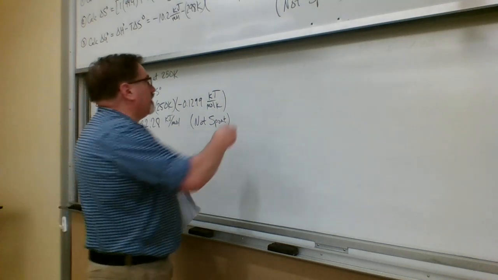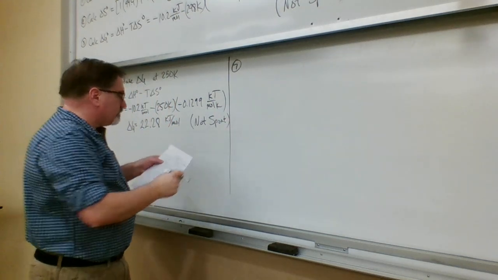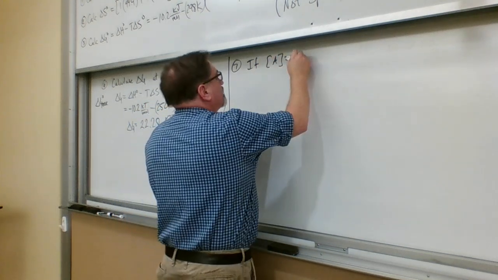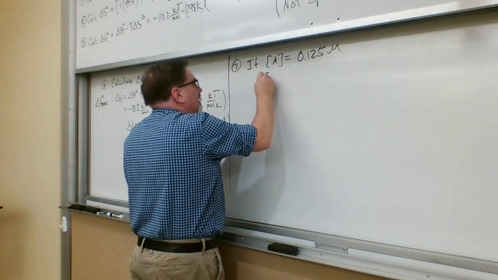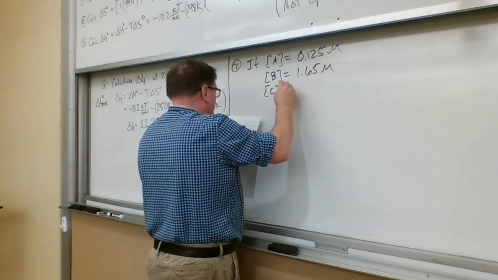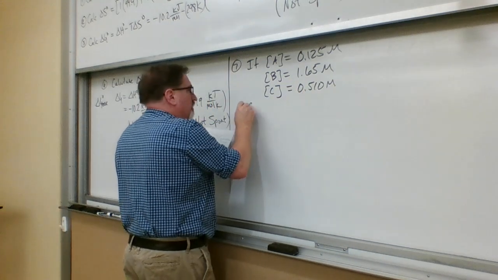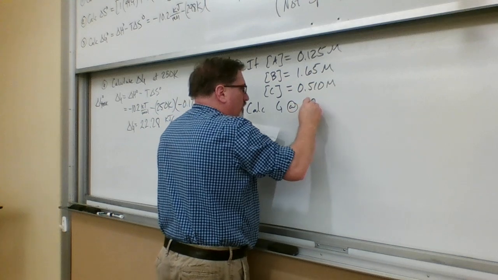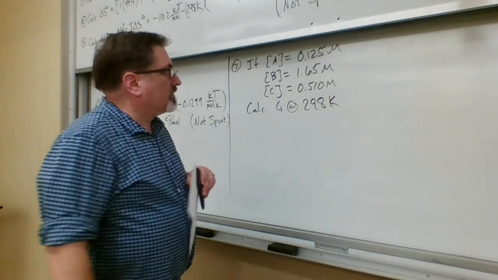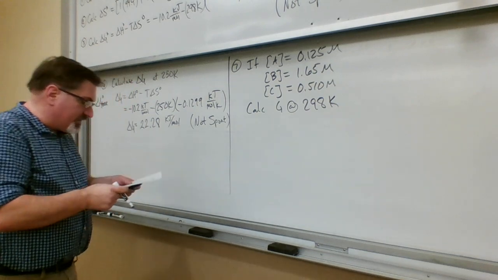One more thing I want us to work here. So this would be part 7 in our numbering system. If the concentration of A is 0.125 molar and the concentration of B is 1.65 molar and the concentration of C is 0.510 molar, calculate the free energy at 298 K. So we're at non-standard conditions here. We are at standard temperature, so we have to calculate G at these non-standard sets of conditions.